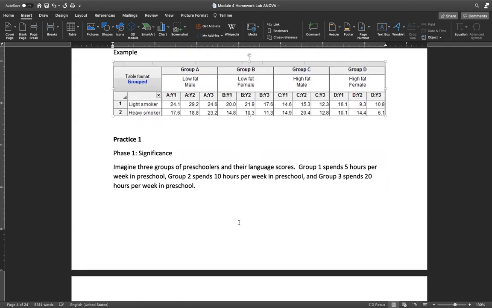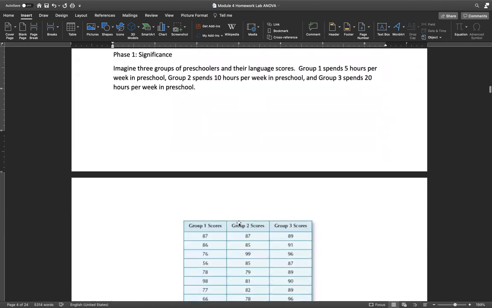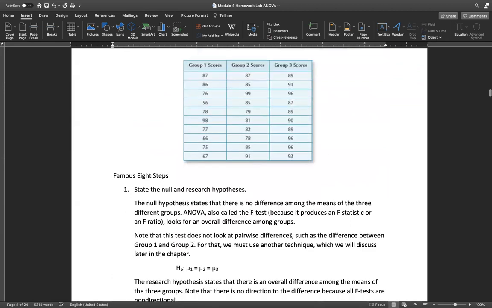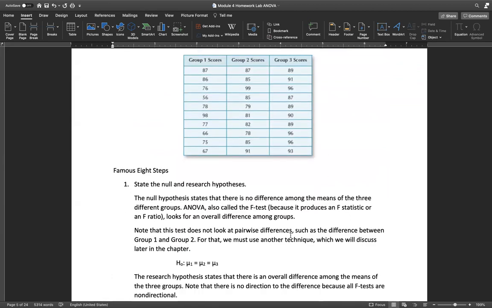All right, so practice 1. We're going to look at 3 groups of preschoolers and their language scores. Group 1 spends 5 hours per week in preschool. Group 2 spends 10 hours per week in preschool. And Group 3 spends 20 hours. So I've got my data here, and I'm going to state my null. My null is that there is no difference between the means of these 3 groups, right? So Group 1, Group 2, and Group 3 have no difference.